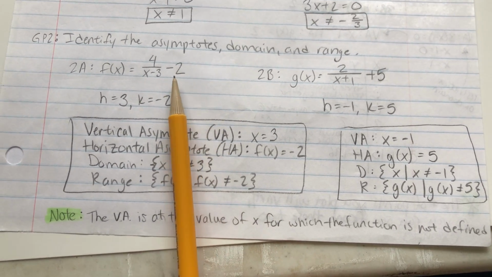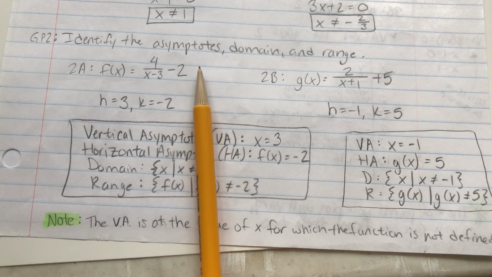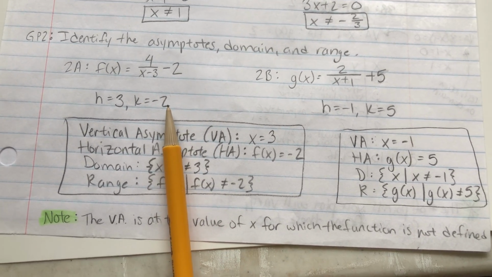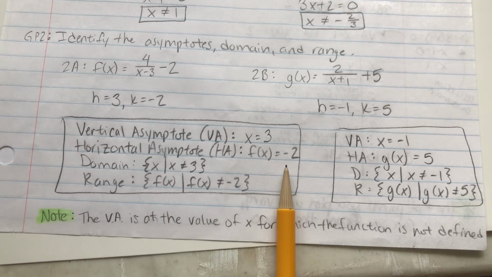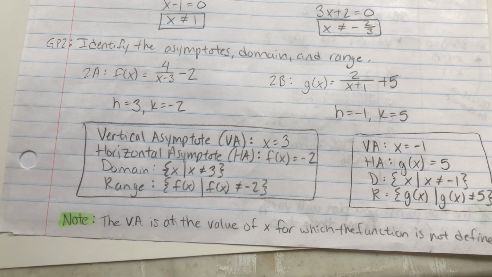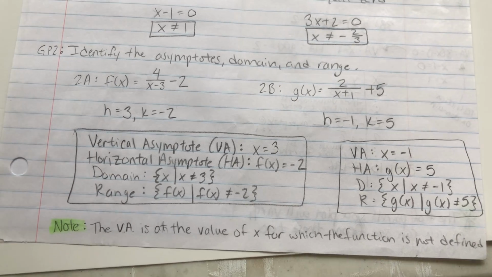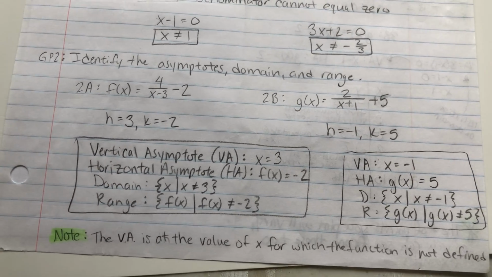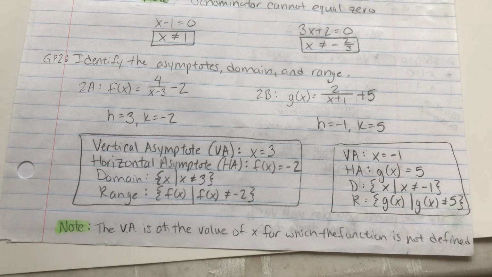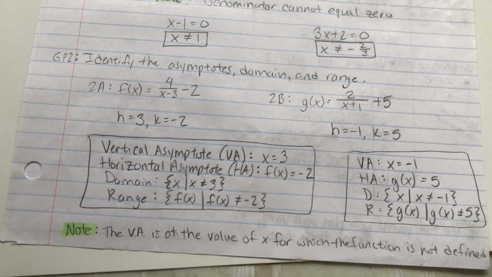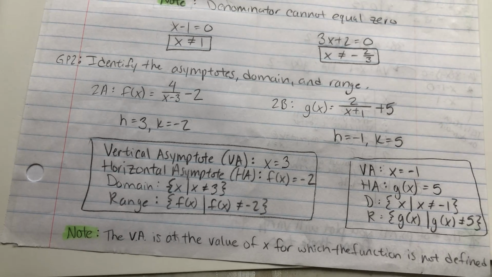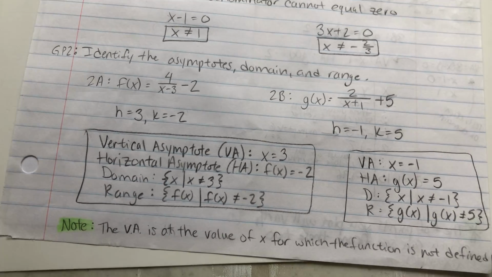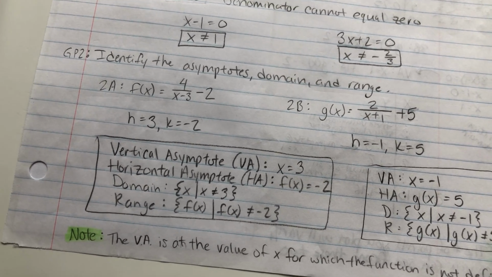Our horizontal asymptote is going to be the k value. This graph is shifted down 2 units, or at negative 2, so our horizontal asymptote is going to be at negative 2. In a parent function, as you saw in your book, the vertical asymptote is the y-axis and the horizontal asymptote is the x-axis. Those are going to shift with your h and k values.